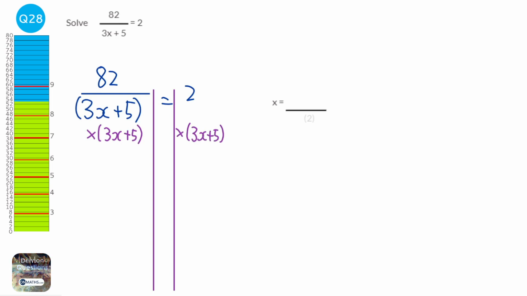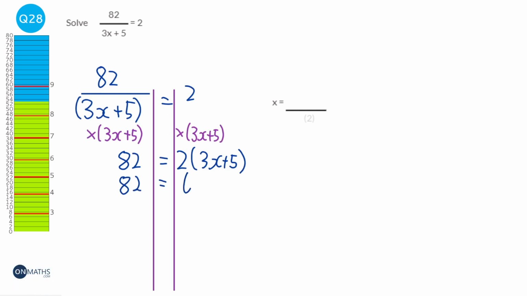Now on the left hand side that just gets rid of the fraction, so we're just left with 82. On the right hand side, well, we're doing the 2 times the 3x plus 5. Following my rules, to get rid of all the brackets first. So 2 times 3x is 6x, 2 times 5 is 10. And you can use any method you want.